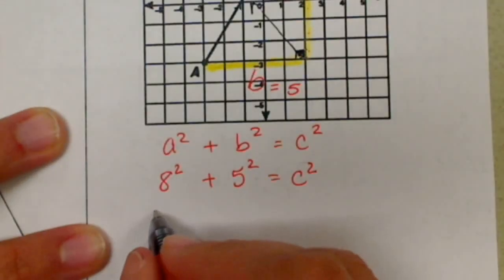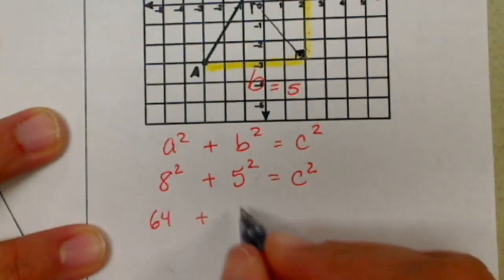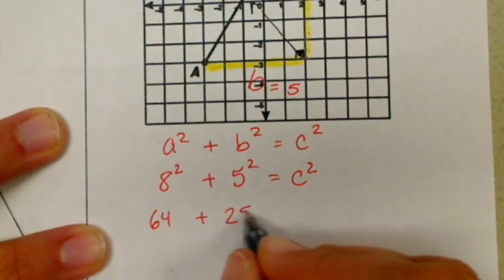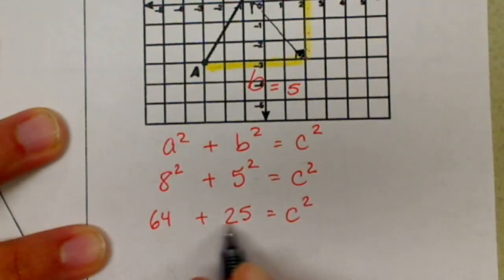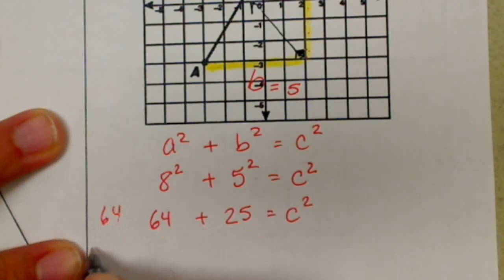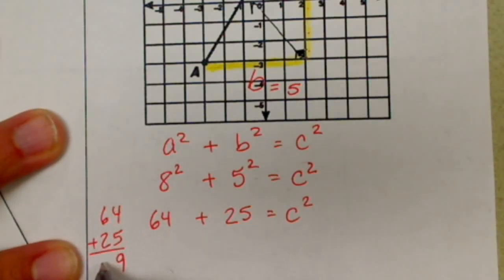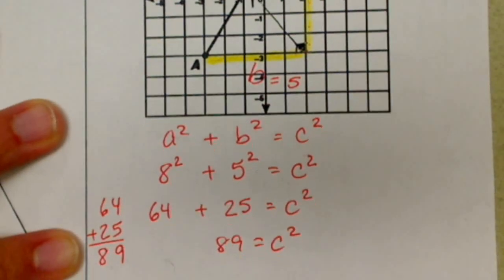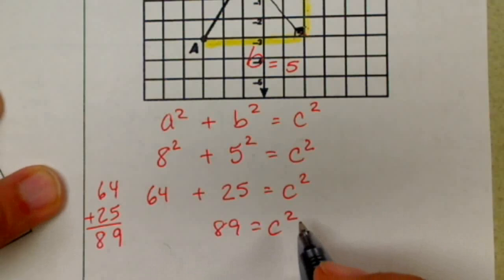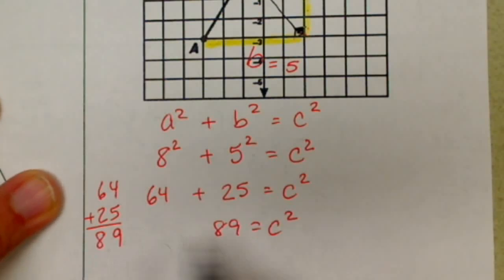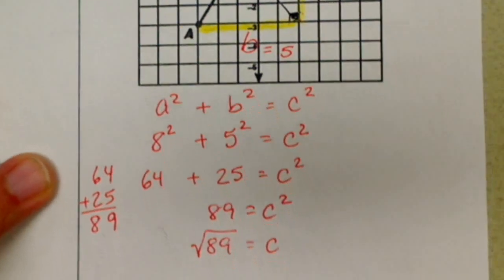8 squared is 64 plus 5 squared, which is 25. And if I add the two together, 4 plus 5 is 9, and 6 plus 2 is 8. So 89 is equal to c squared. But I don't need the square of that, or the area of that square. I need the side length, or the hypotenuse. So the last step is to take the square root of 89 to get c.